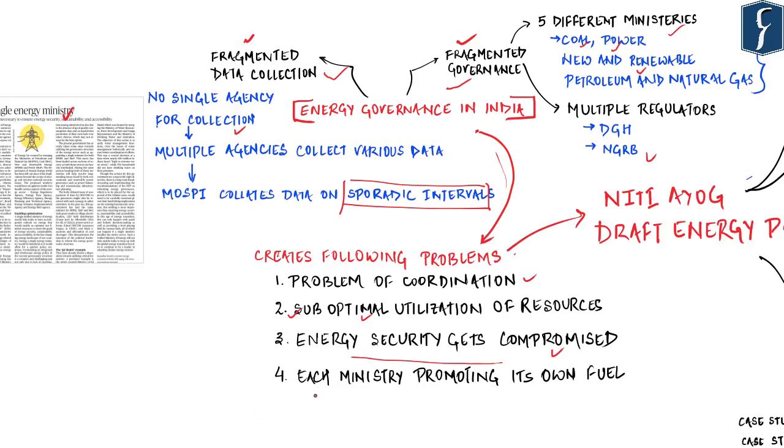The last problem is that each ministry promotes its own fuel. Now, the problem is that the ministry's agenda does not align with the long-term goals of the Government of India or the Indian state. For example, coal might be a good fuel, but it is not clean, and promotion of coal to the detriment of other sources of energy might create pollution and hinder India's objectives for climate change, and hence it is not in the best interest of the country to promote such a thing.